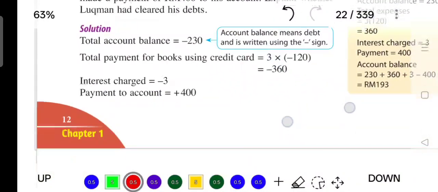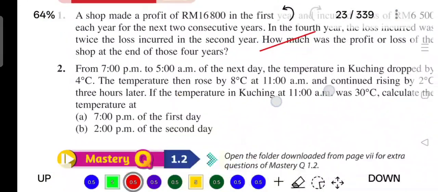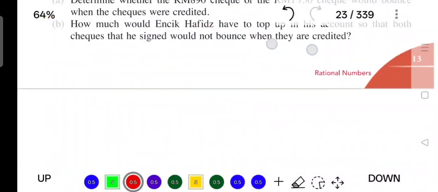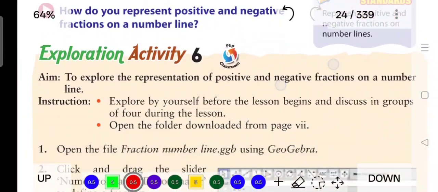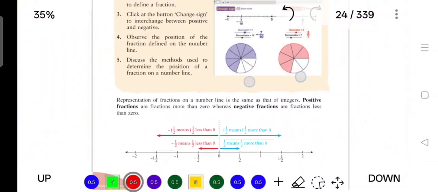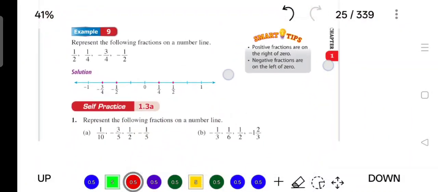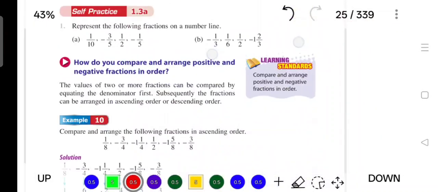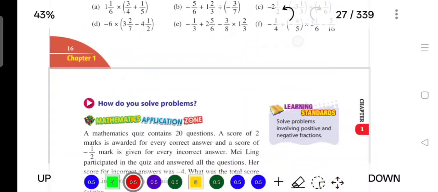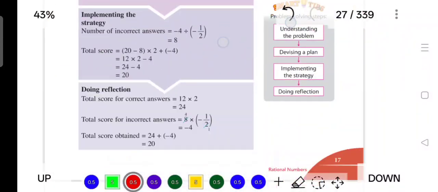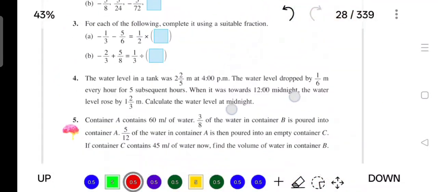All right, and finally is the solving problem. You can see how we did in teacher's previous videos. All right, so this is positive, negative fraction. This is exactly the same thing of what we did just now. All of this you can actually refer to my previous BM Bahasa Melayu videos. So I think I'm not going to repeat all of these.